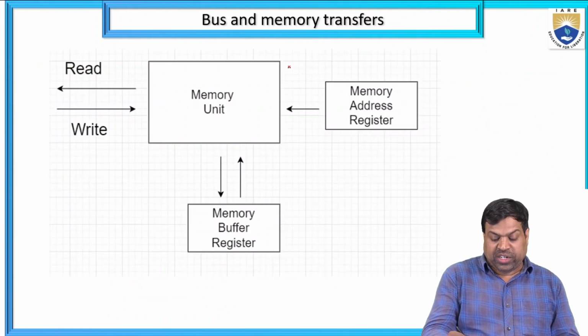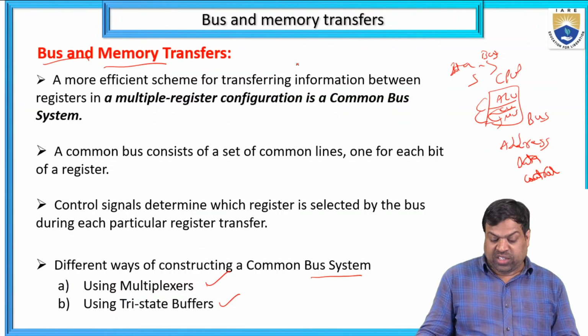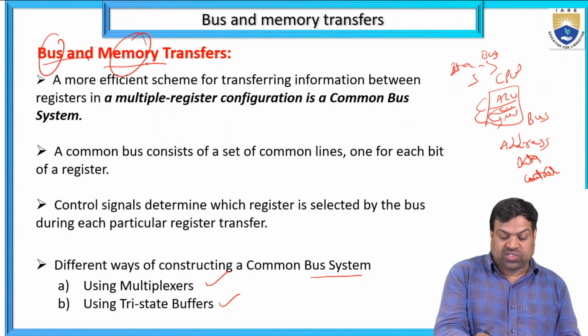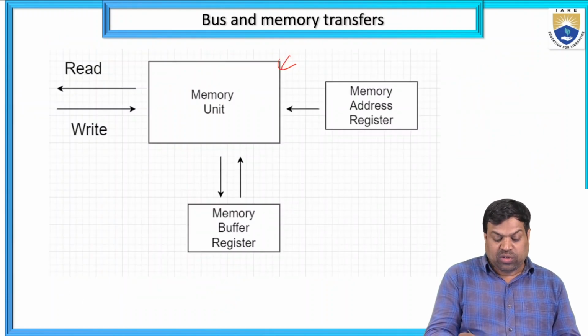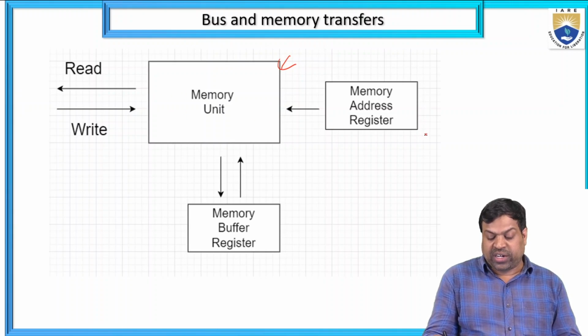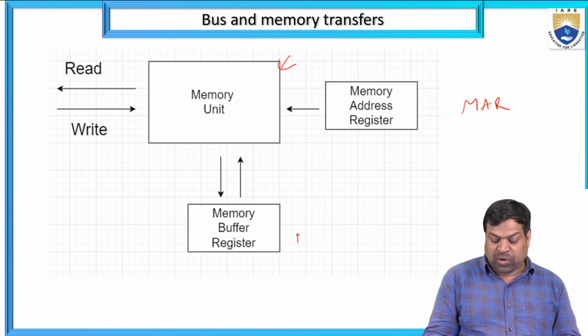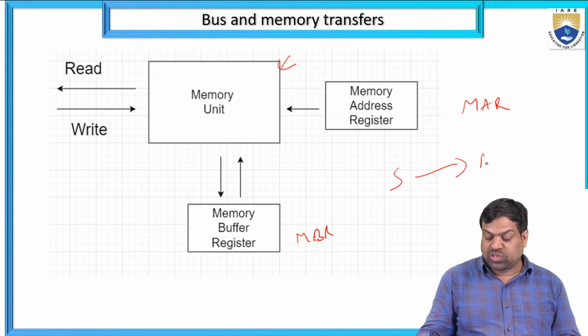Now the memory unit is there. In the memory system, I have to transfer the data, so read and write operations are there. Read and write are transferred to the memory. There is a memory address register, MAR, and a memory buffer register, MBR.